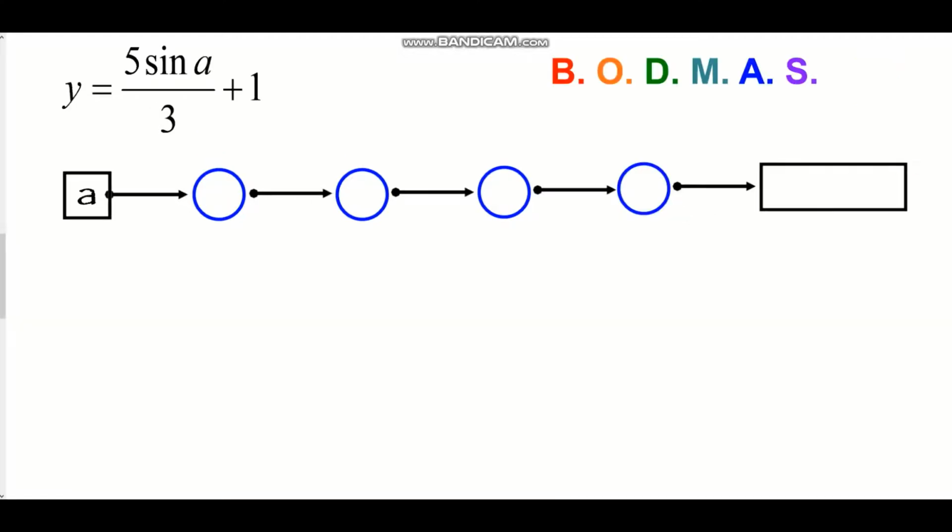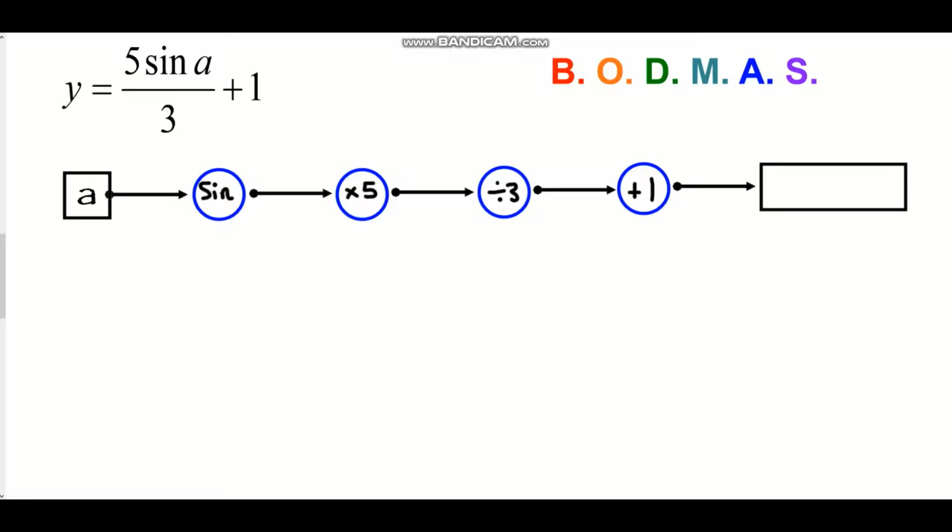Okay, we've got one last example here. We've got y is equal to 5 sine a divided by 3 plus on 1. So again, we need to figure out what is happening in what order. The first thing that's happening is an operation. It is a sine of A is being taken. And then it is being multiplied by 5. That's being divided by 3. And then it's having 1 added onto it.